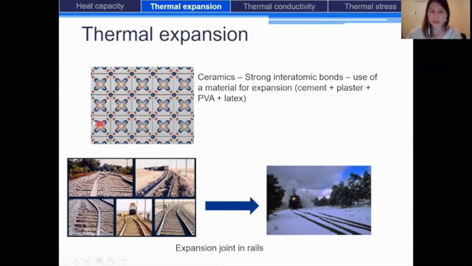And also here is another example of ceramics. Ceramics have strong interatomic bonds, and so relatively low thermal expansion. And so we use a material for expansion that we place between all these small pieces of ceramics in order to adapt this panel to the change of temperature.